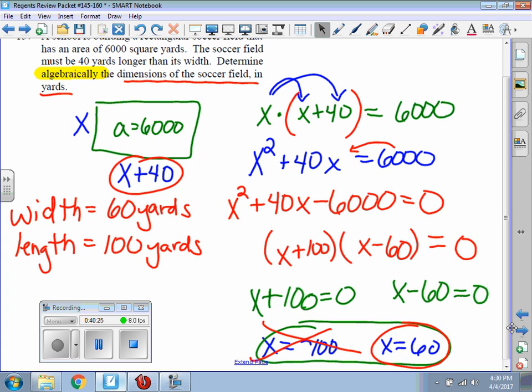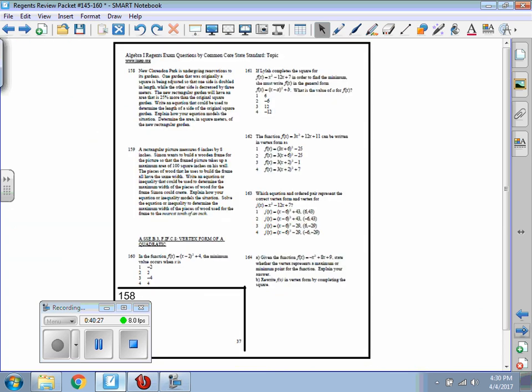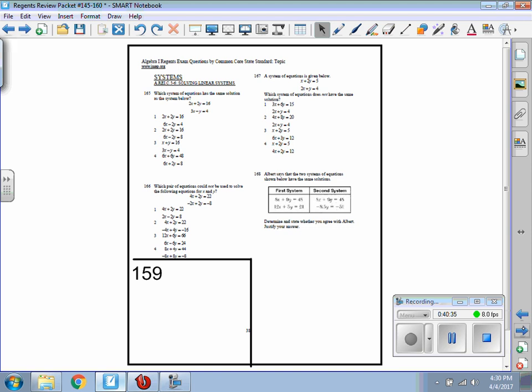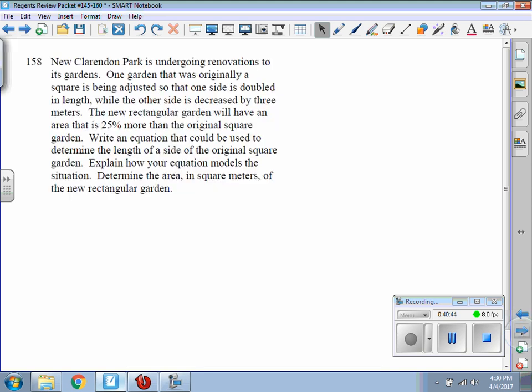158. 158 you can do right down here below 160, in this space below 160. And 159 we're going to do as well. That's going to go below 166. I'll remind you of that when we get there.